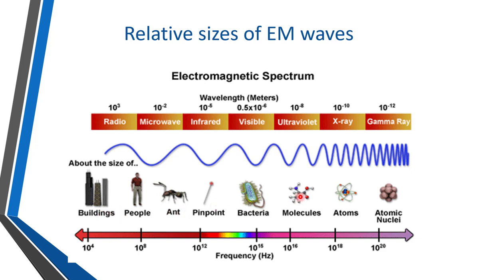This is shown by comparisons with objects like buildings, people, ants, a pinpoint, and atomic nuclei, and so on. So frequency and wavelength have an inverse relationship. Radio waves can have a frequency of up to several kilohertz, and gamma rays have a frequency of up to several 10 to the 20 hertz.